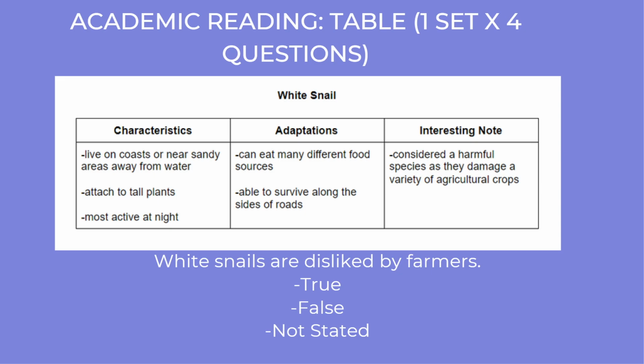But each section has its own heading. So in this case, it's talking about a white snail. It talks about the characteristics of it. It talks about the adaptations of it, and it gives an interesting note. The questions in this case are multiple choice, but the options are always true, false, or not stated. So you have to read and understand the chart and answer these questions.